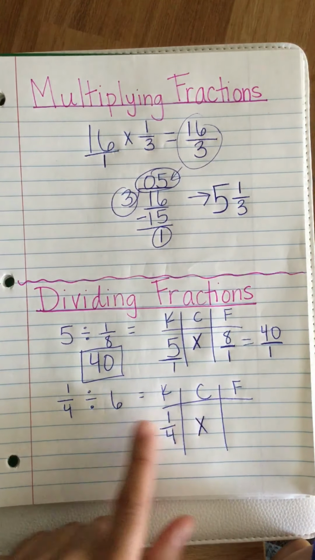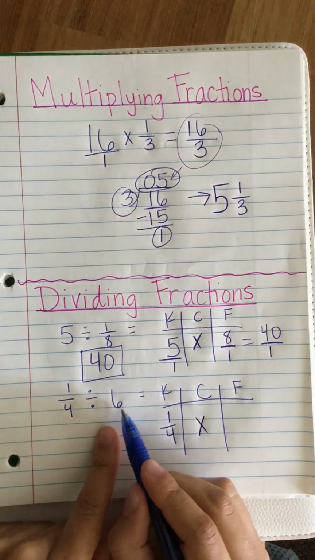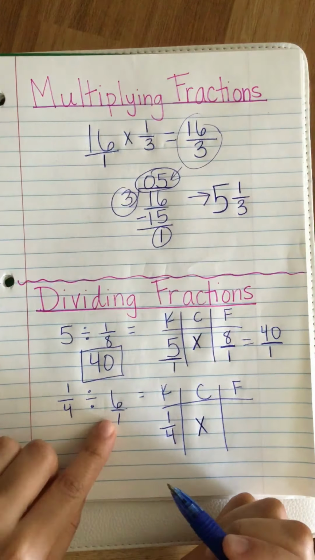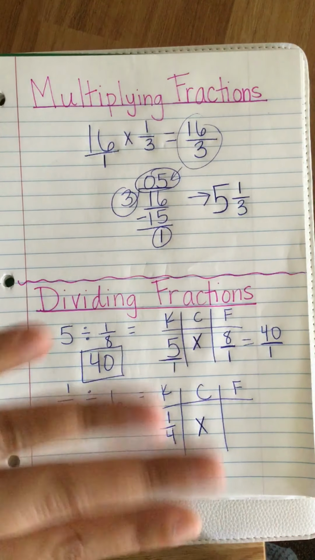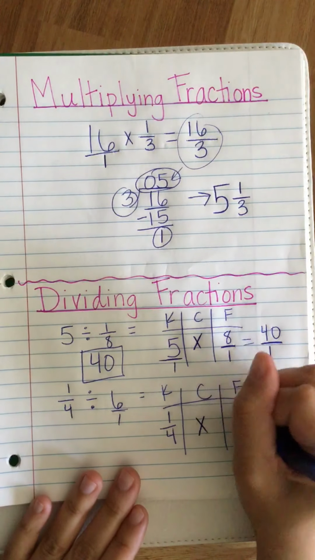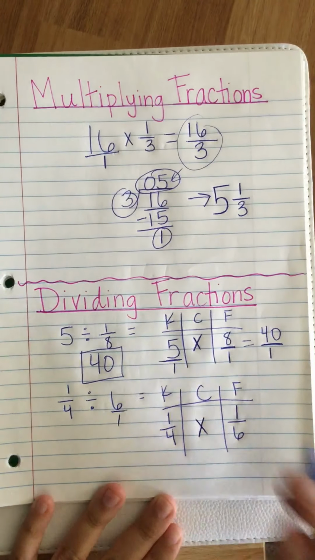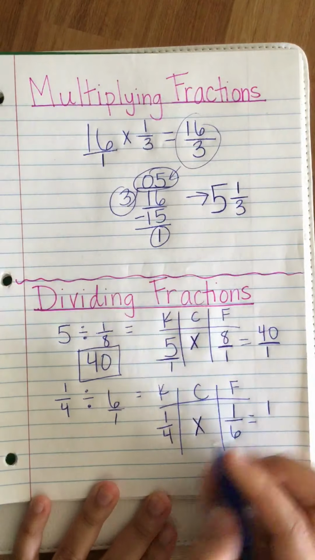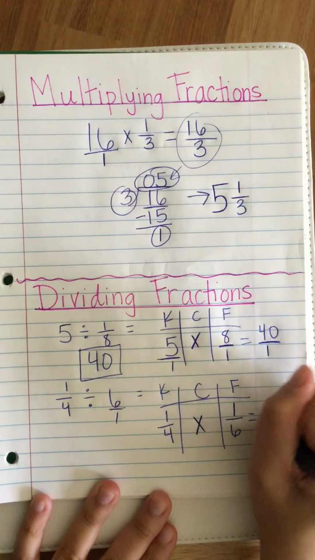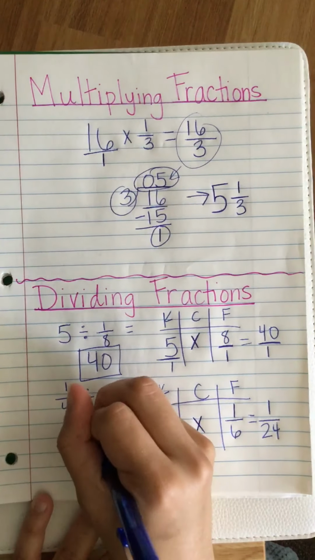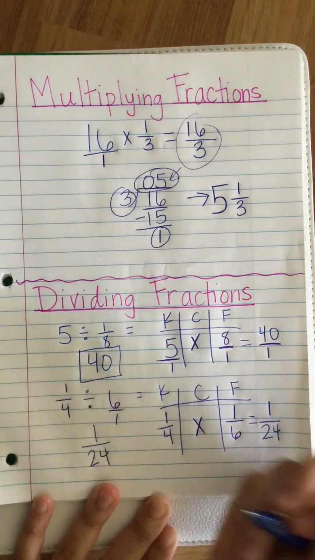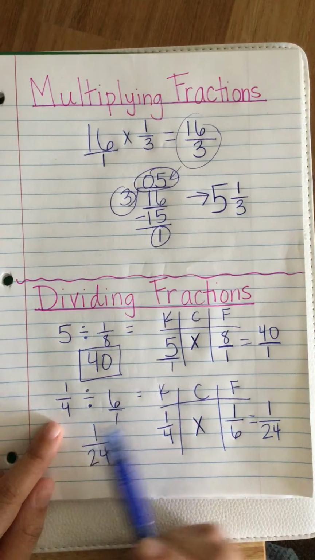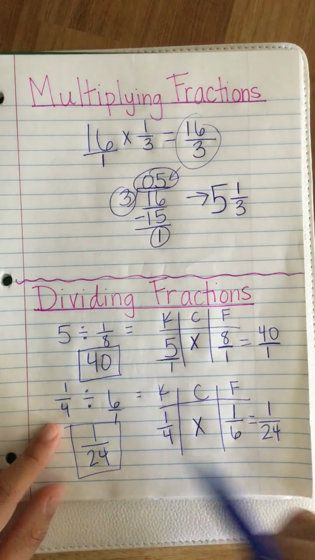And in order to flip our second number, which is a whole number, remember there's that imaginary 1 under there. So in order to flip 6, it's really 1/6. And then multiply across. 1 times 1 is 1. 4 times 6 is 24. Our answer is 1/24. Once again, if our first number is a fraction when dividing, our answer should be a fraction as well.